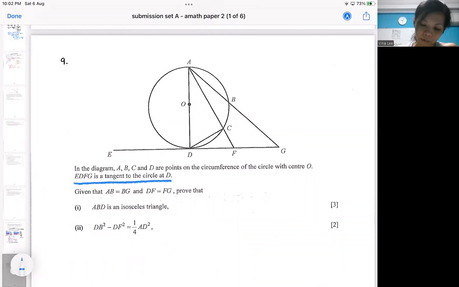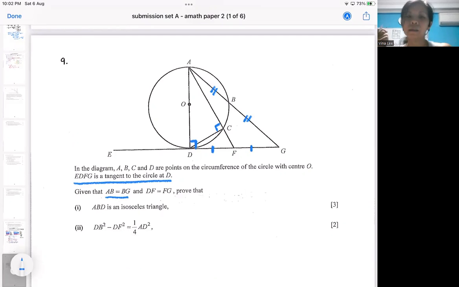So my approach will be, okay, the first thing I saw would be the 90 degree. And I also saw a diameter, so there's also 90 degree. So mentally, I know that there is 90 degree here. And then they gave me same length.